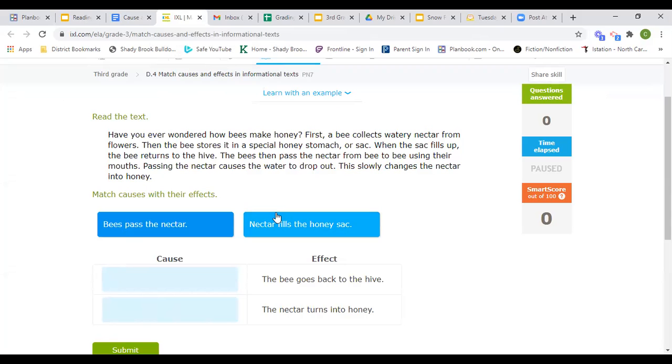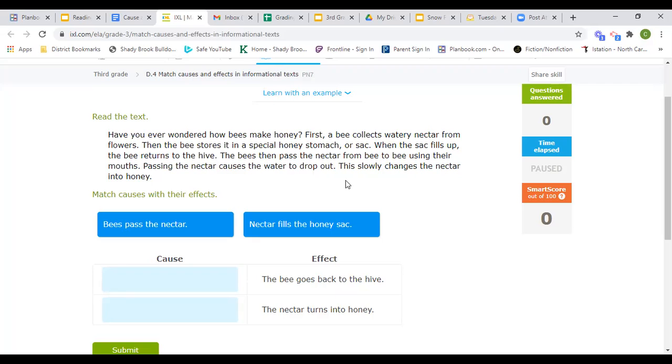We're going to read the text. Have you ever wondered how bees make honey? First, a bee collects watery nectar from flowers. Then the bee stores it in a special honey stomach or sac. When the sac fills up, the bee returns to the hive. The bees then pass the nectar from bee to bee using their mouths. Passing the nectar causes the water to drop out. This slowly changes the nectar into honey.